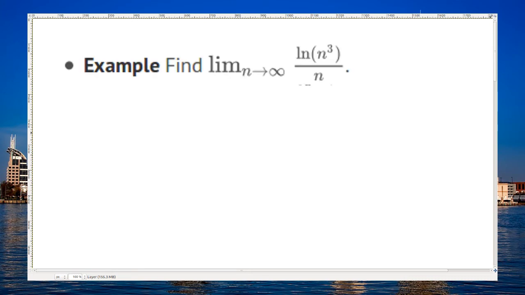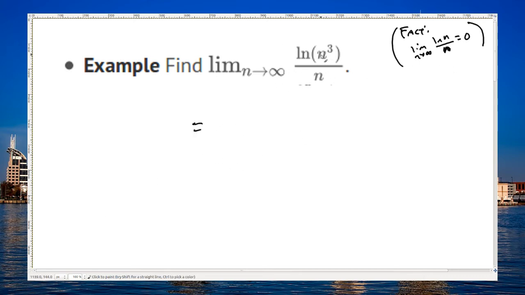So we're going to find the limit of the natural log of n cubed over n. So let's see here. This is going to involve this fact from earlier, the limit as n goes to infinity of natural log of n over n is 0, because natural log functions grow slower than the numbers being plugged in.